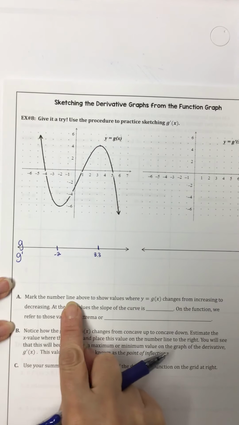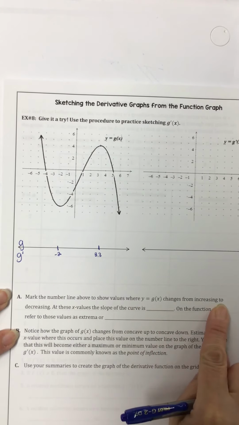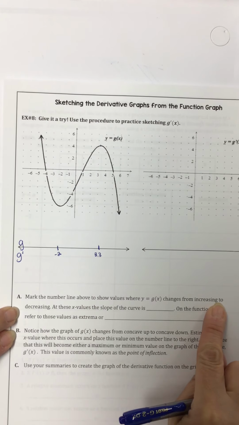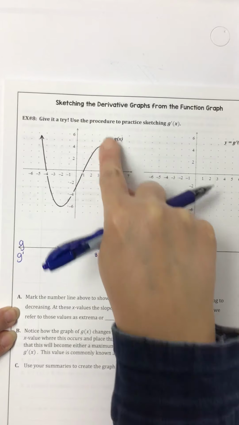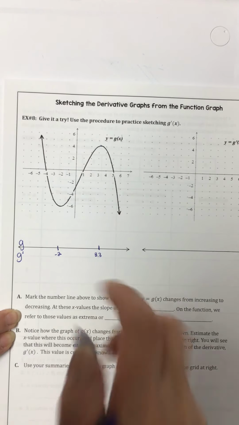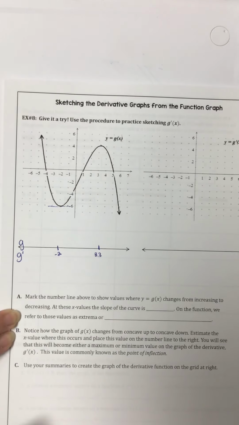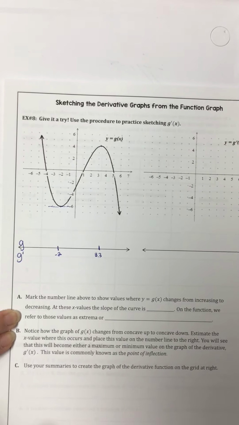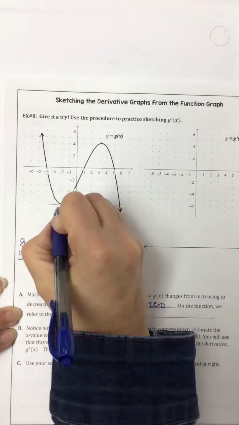A says, mark the number line above to show the values where g of x changes from increasing to decreasing. I just did that, right? It changed from decreasing here to increasing here. At these x values, the slope of the curve is right here. That tangent line would have a slope of what? 0. So here, m equals 0.